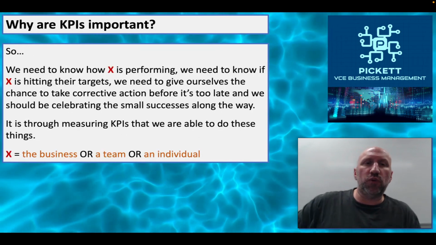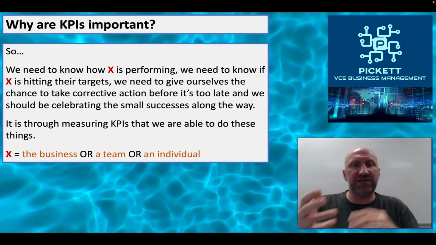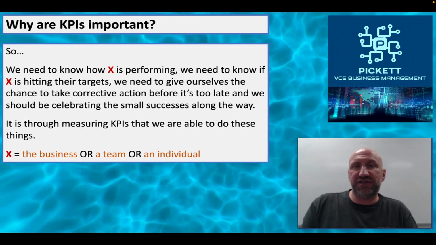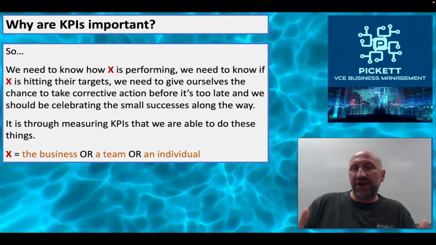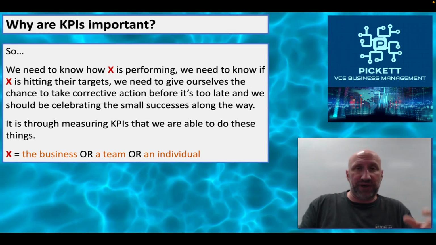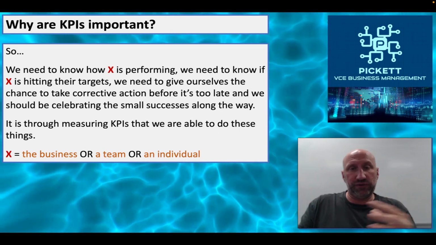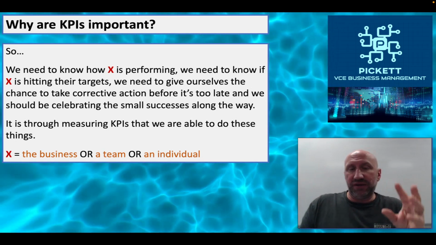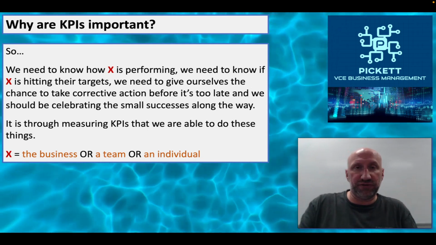So for example, we need to know how X is performing. We need to know if X is hitting their targets. We need to give ourselves the chance to take corrective action before it's too late, and celebrating small successes along the way. That X could be the business, it could be a team within a business, or an individual. Okay, applies the same way. Now it's through measuring KPIs that we're able to do those things.